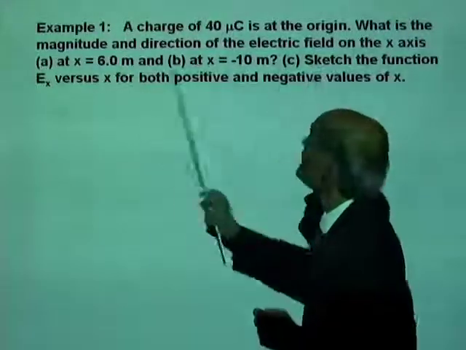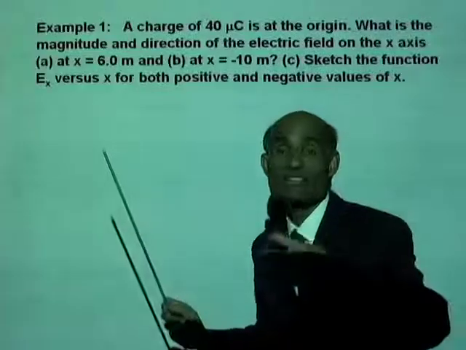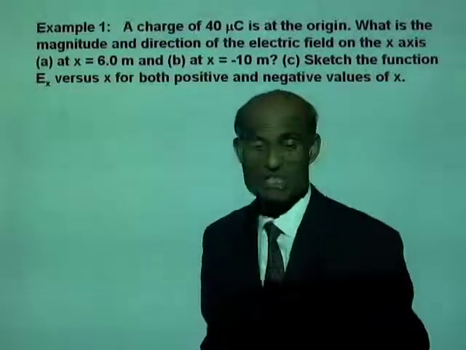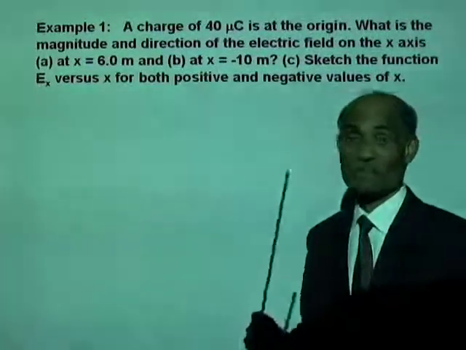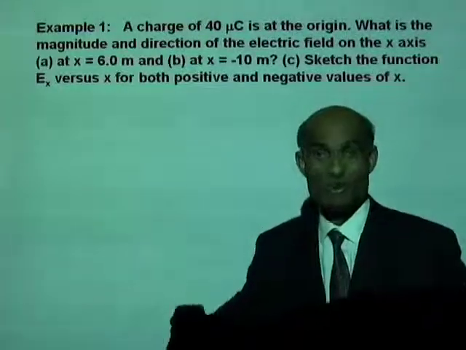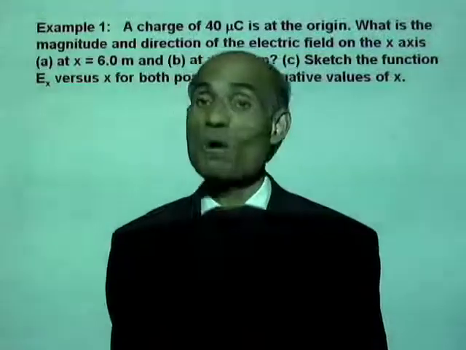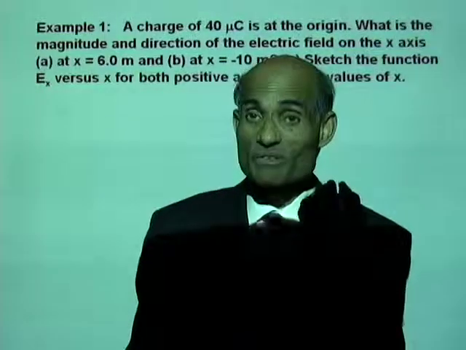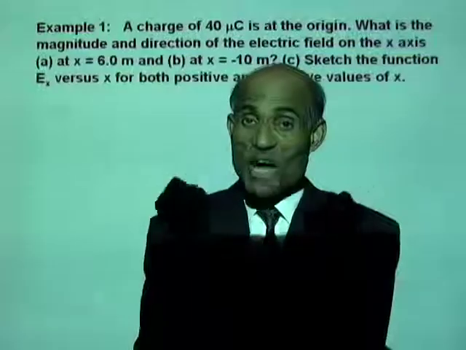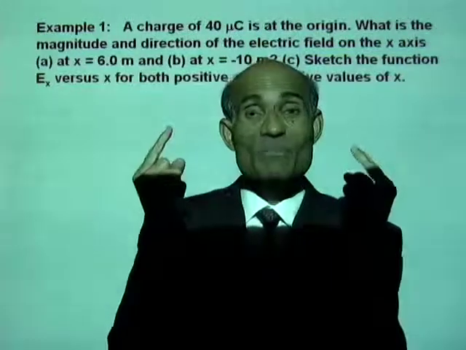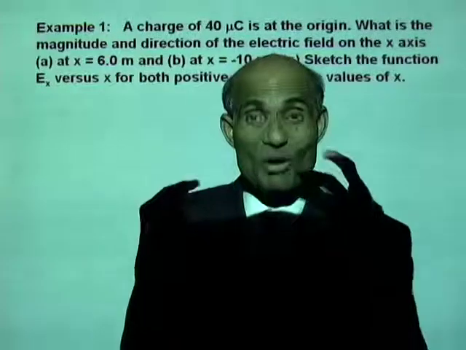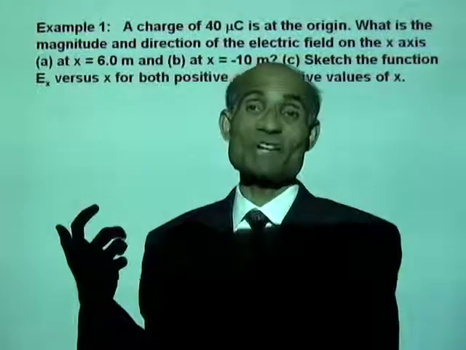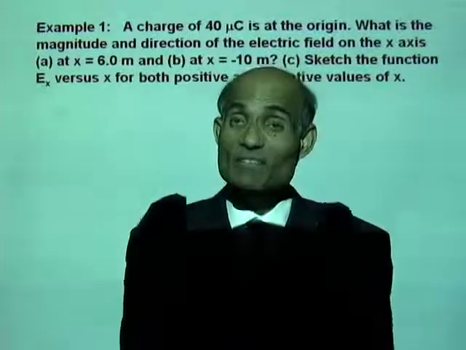Sketch the function E of x, electric field intensity as a function of x, versus x for both positive and negative values of x. Alright, first of all you need to visualize, got to draw a picture. And let me remind you, we did problems on calculations using Coulomb's law. And those who were not familiar with vector addition, finding the sum of two or more vectors by breaking them into their components, I hope you have now some idea how to do that. We are going to use the same concept in this lesson again, because electric field is a vector quantity.